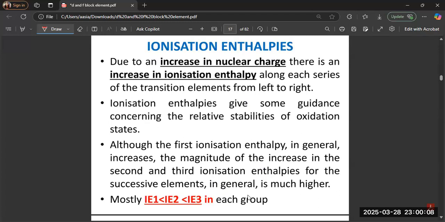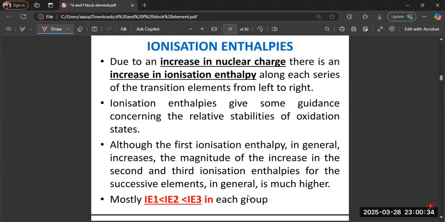So see, due to the increase in nuclear charge, what happens? There is an increase in ionization enthalpy along each series. Each series means along 3d series, 4d series, and 5d series. So when you move from left to right, there is an increase in nuclear charge, and due to this, there is also an increase in ionization enthalpy.